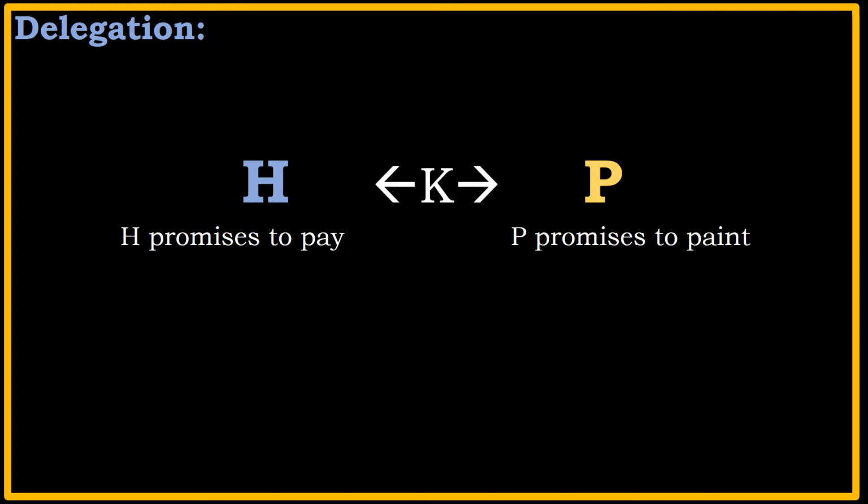Let's change it up just a little bit. Our same fact pattern where we have a contract between homeowner and house painter. Homeowner promises to pay painter. Painter promises to paint homeowner's house. C is a third party. C is not a party to the contract between homeowner and painter. Homeowner delegates her contractual duties to C. What is homeowner's contractual duty? Homeowner's contractual duty is to pay painter. So homeowner delegates that duty to C, which means C will now pay the painter.